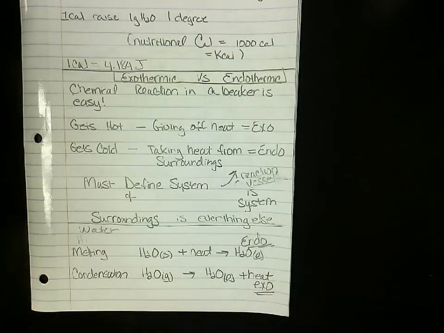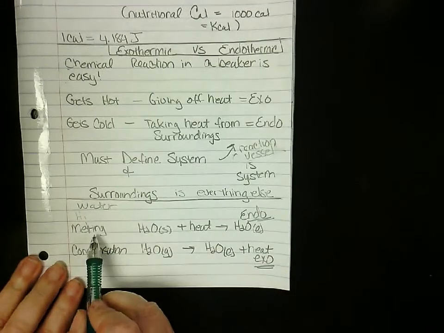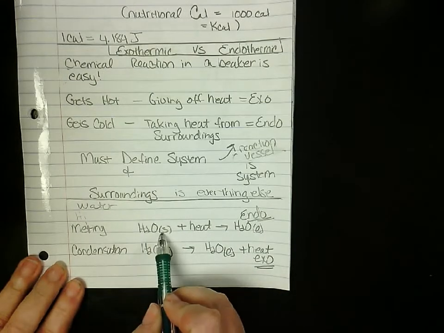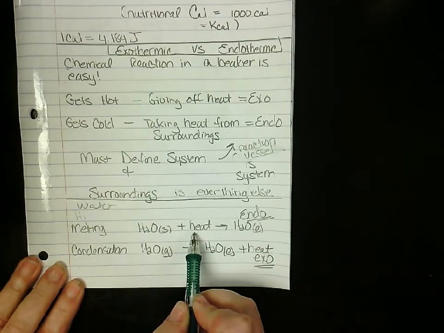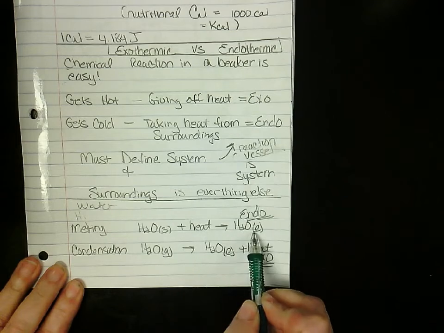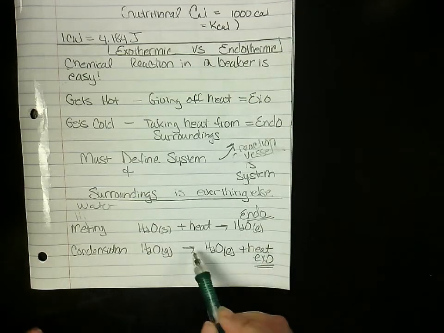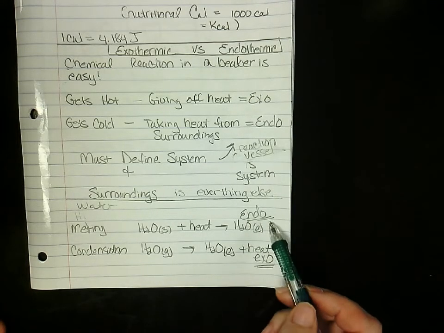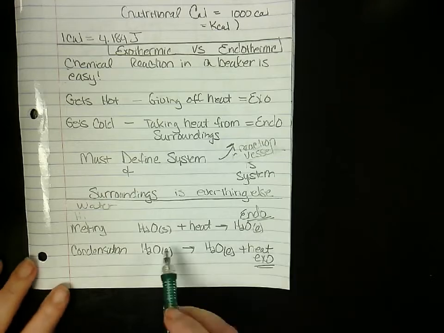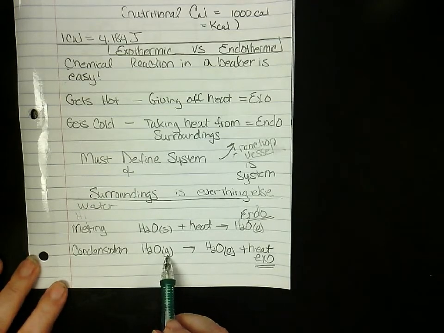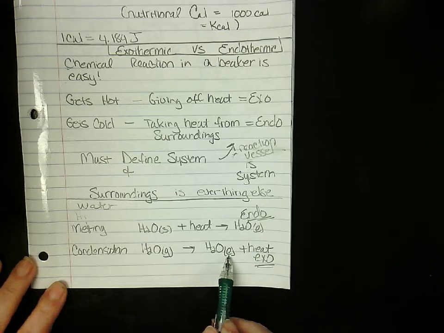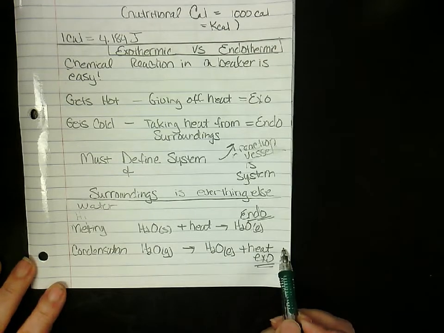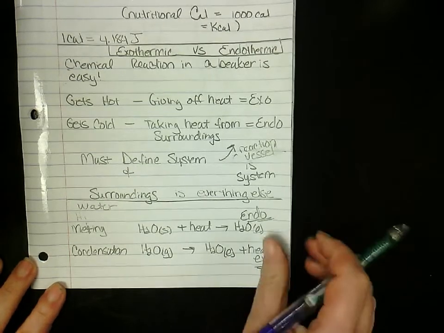Okay, so now what gets harder to determine if it's exothermic or endothermic are phase changes. When we melt something, we take our water as a solid and we add heat to it, and that turns the water into liquid. And since we're adding heat to it, it's endothermic, okay? Condensation, we have H2O as gas. And then what happens is it forms liquid droplets, and that actually gives off some heat, and that's exothermic.